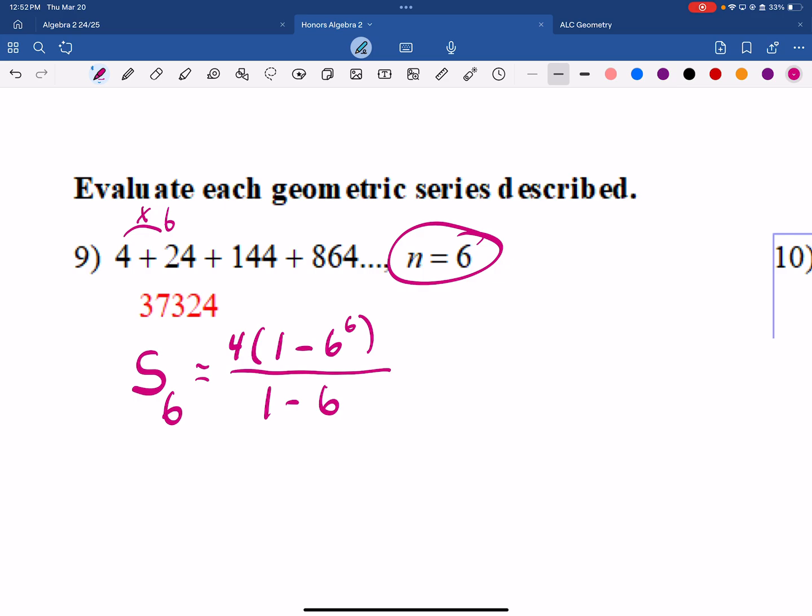Break out your calculators. 4 times 1 minus 6 raised to the 6th. Delete. Divide that by negative 5. And you should get that answer. Make sure you can do the calculator punches to get that. It doesn't hurt to write this top number down sometimes and then just take that divided by negative 5. The bottom number you can do all the time.